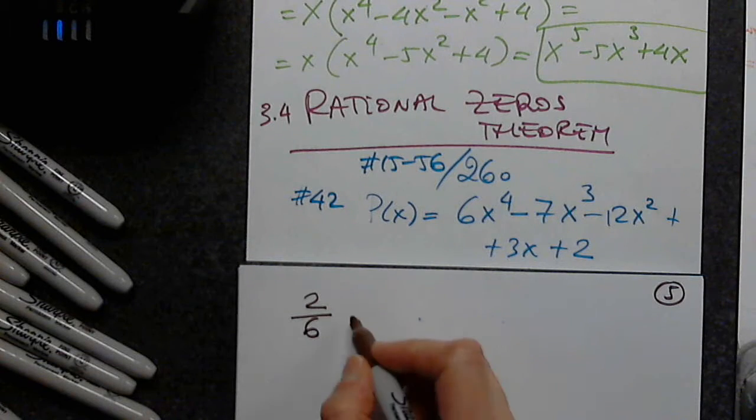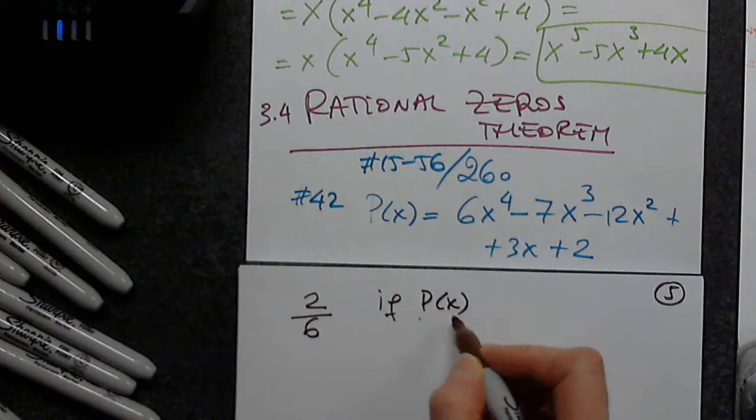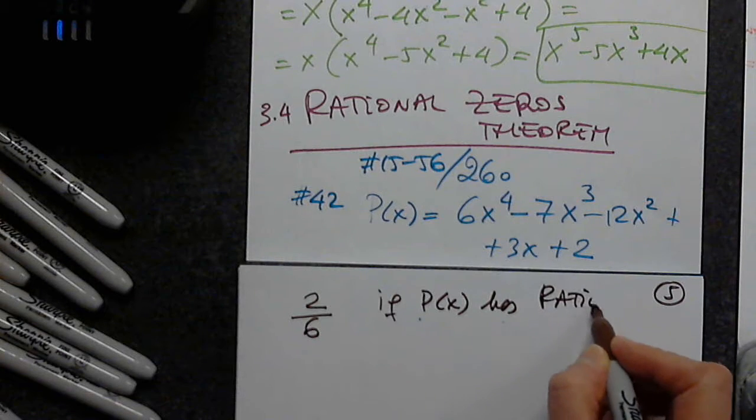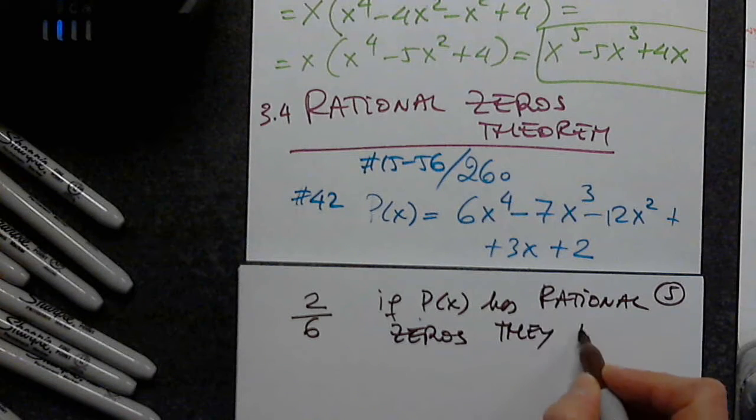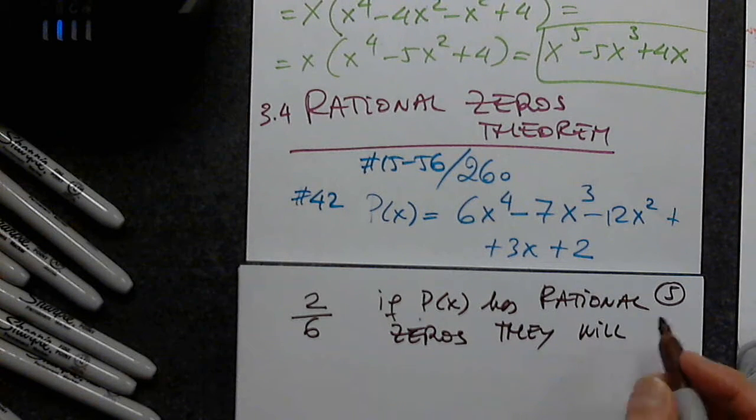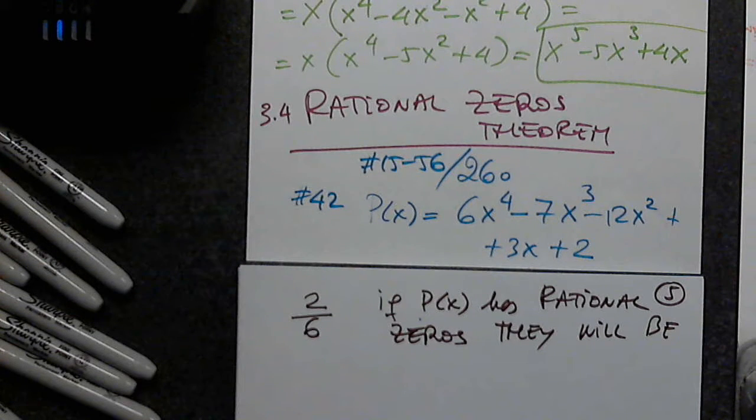So I'm going to write this down now. If P of x has rational zeros, they will be definitely on this list. If a solution is the square root of 3, I don't know how to find it. The square root of 3 is not a rational number. But if it has 1/2, 2/3, negative 1/5, 5 over 1, 10 over 1, 3 over 1, yes, I will find them with this theorem. So if P of x has rational zeros, they will be on this list.